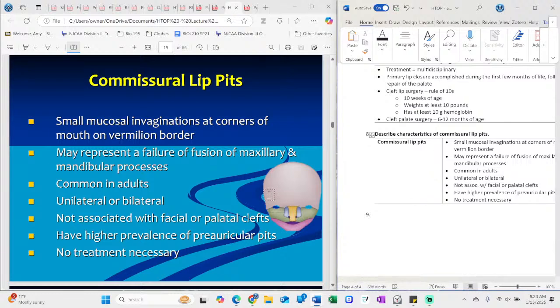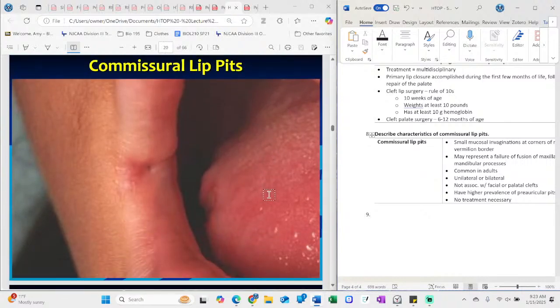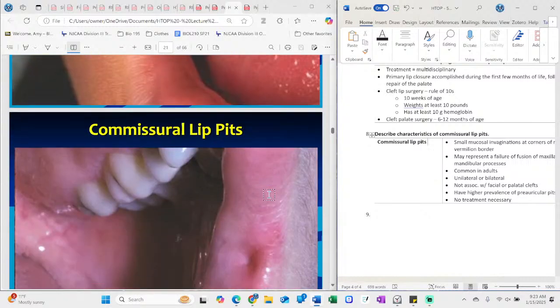So these are examples of the commissural lip pits. So you see those indentations at the corner of the mouth in the commissure. This is another one.